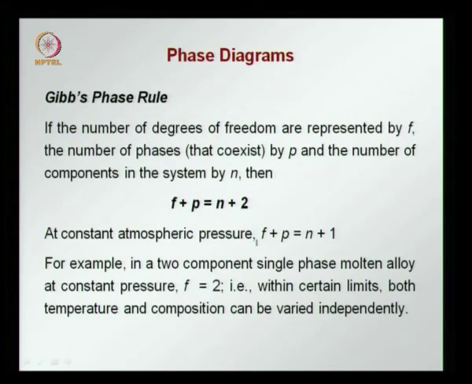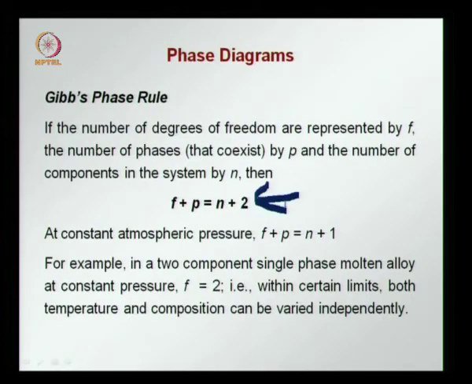So, let us see some examples of different systems, and before that we will have to define what is called the Gibbs phase rule. The Gibbs phase rule says that if the number of degrees of freedom, which in the previous diagram were pressure and temperature, is represented by F, the number of phases that coexist by P, and the number of components in the system by N, then F plus P is equal to N plus 2. So, this is the Gibbs phase rule.